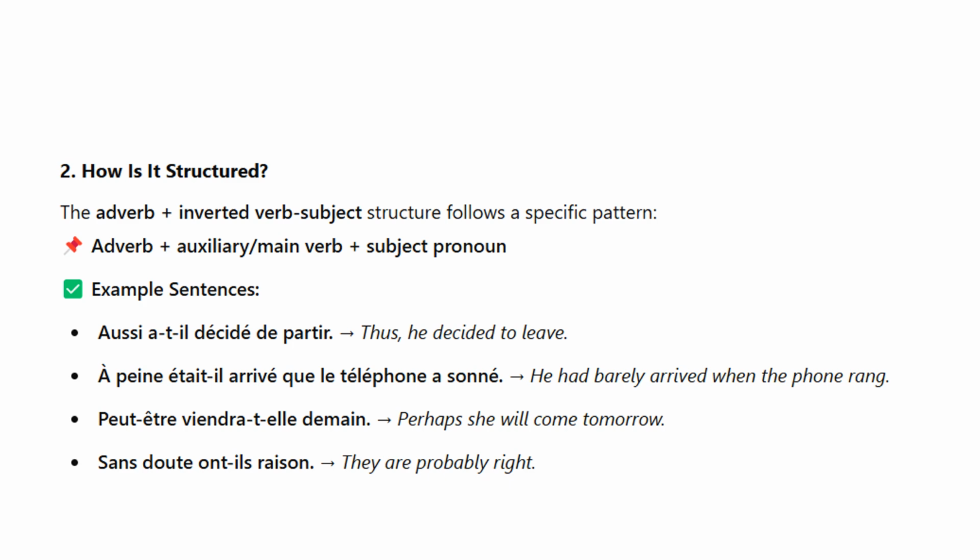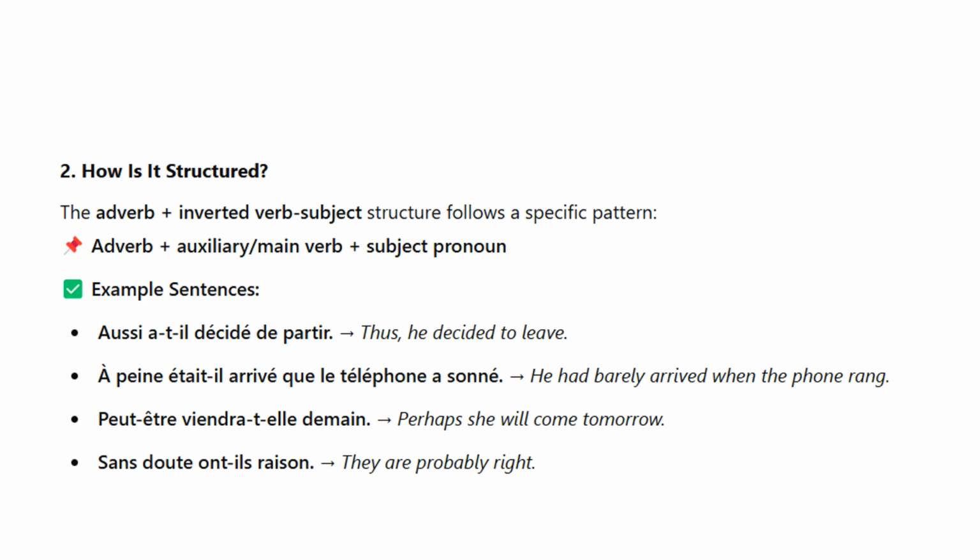How is it structured? The adverb plus inverted verb subject structure follows a specific pattern. So you start off with the adverb, such as those we saw on the previous slide, including aussi or à peine. Then you have the main verb or the auxiliary verb, and then you have the subject pronoun. So we'll have a look at an example sentence.